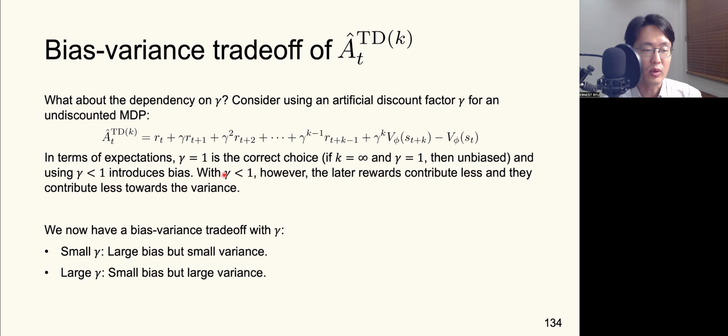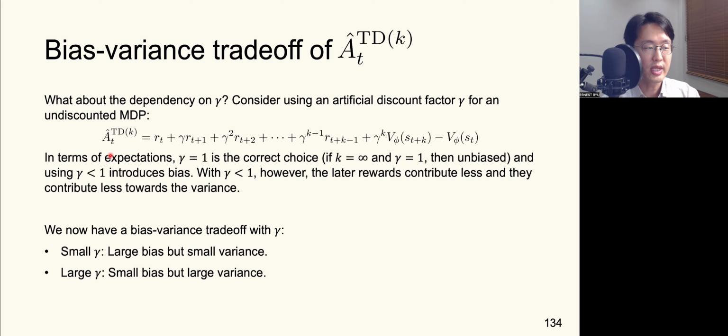However, with gamma less than 1, the later rewards in this k-step TD estimator, this reward is proportional to gamma to the power k minus 1, and this is smaller than 1. So the later rewards contribute less. And since they contribute less in the summation, they also contribute less to the variance. So we now have a bias-variance trade-off with respect to the artificial discount factor gamma. When gamma is small, we have a large bias but small variance. And when gamma is large, we have a small bias but a larger variance.